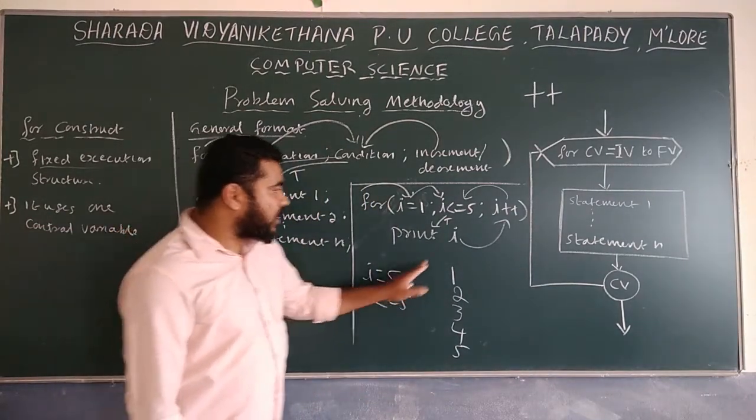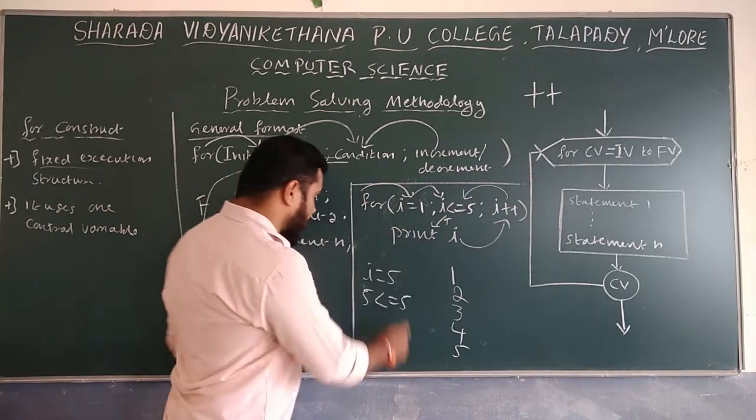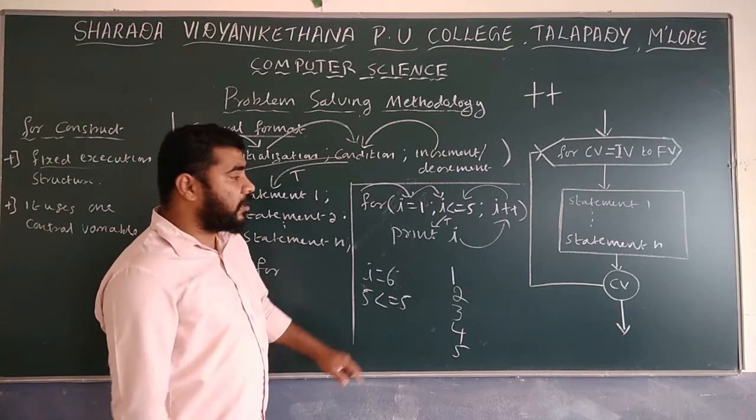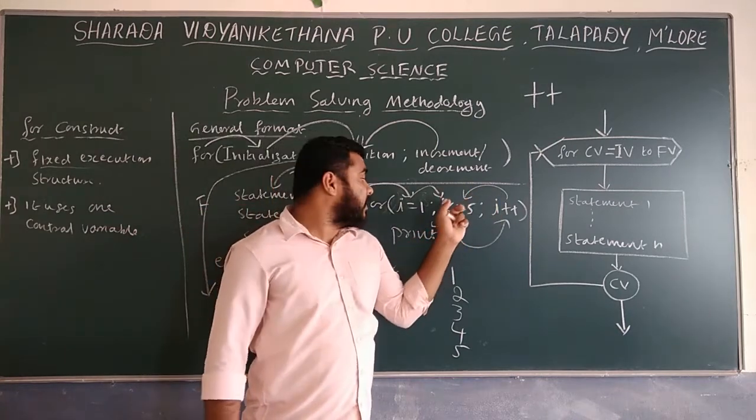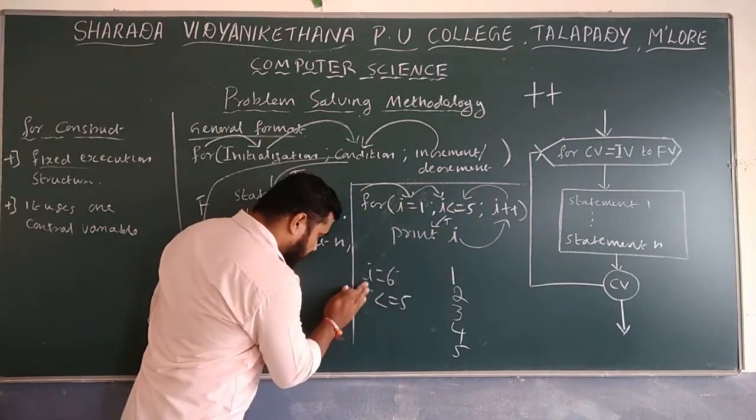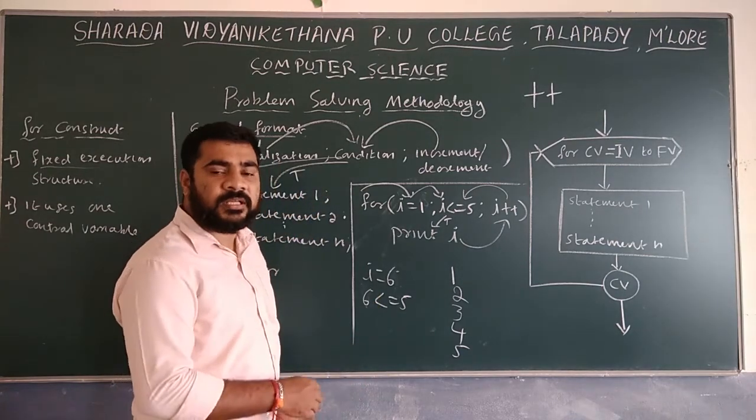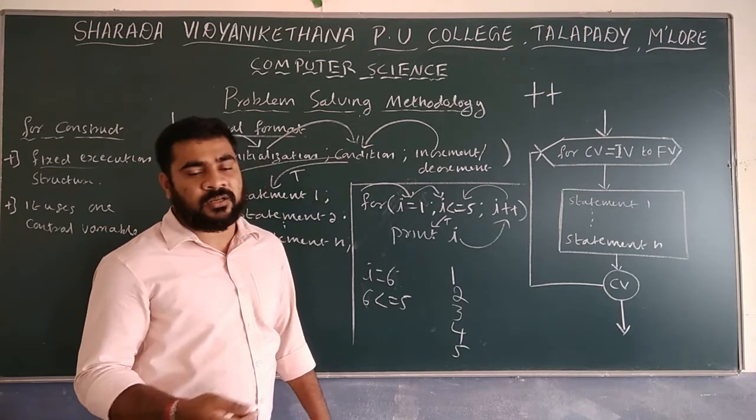After printing 5, next I plus plus. So the I value now will be 6. Whenever the I value is 6, is 6 less than or equal to 5? No. 6 is not less than 5 and 6 is not equal to 5. Both the conditions are not satisfied.